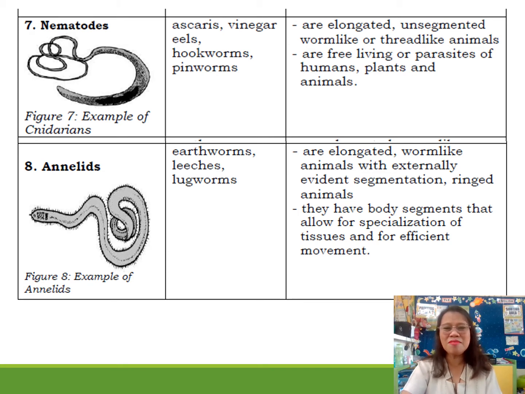Now, they have body segments that allow for specialization of tissues and for efficient movement. Examples of them are the earthworms, the leeches, and the lugworms. So, those are the 8 groups of invertebrates.